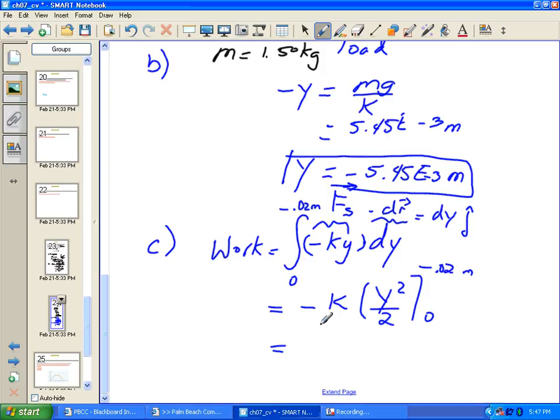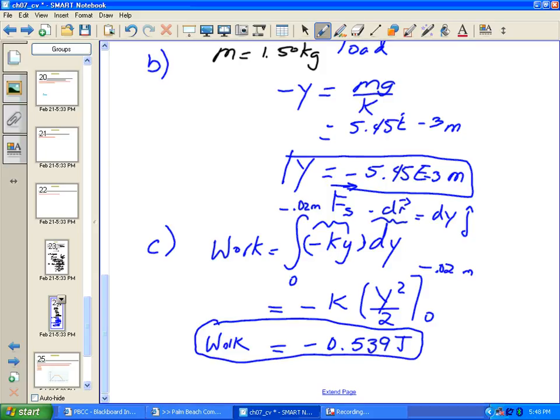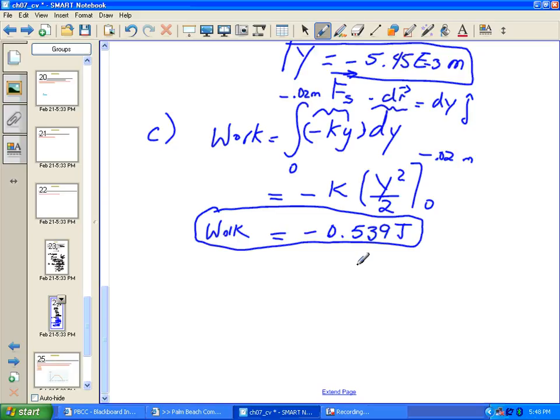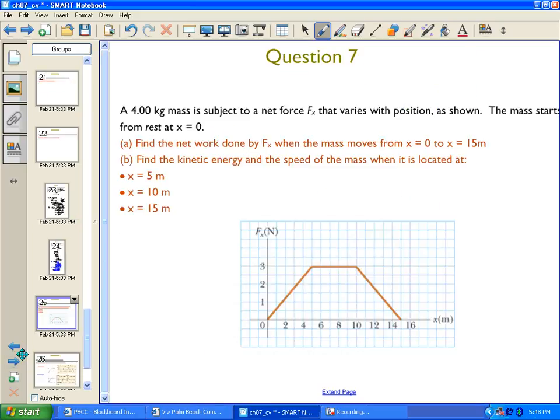And when we plug in all our numbers, going from 0 to minus 0.02, we get a result which is minus 0.539 joules, which is the amount of work that is done by the spring force when this spring is displaced from 0 to this position 0.02 meters below. Okay, so let's look at the next problem.